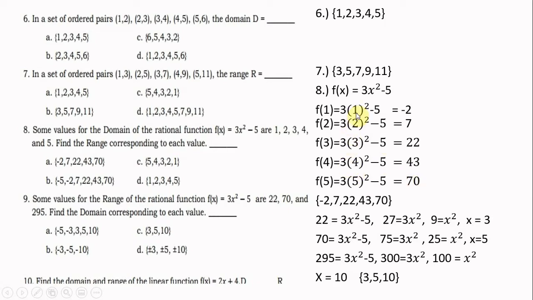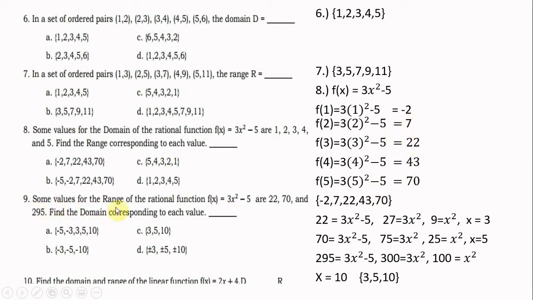Substitute. So by PEMDAS, 1 squared is 1 times 3, that's 3 minus 5 is negative 2. 2 squared is 4 times 3, 12 minus 5, 7. 3 squared is 9 times 3, 27 minus 5 is 22. 4 squared is 16 times 3, 48 minus 5, 43. 5 squared is 25 times 3, 75 minus 5 is 70. Okay, so this one is letter A.